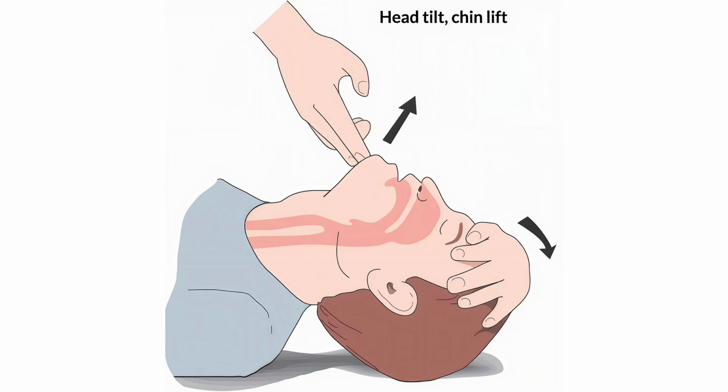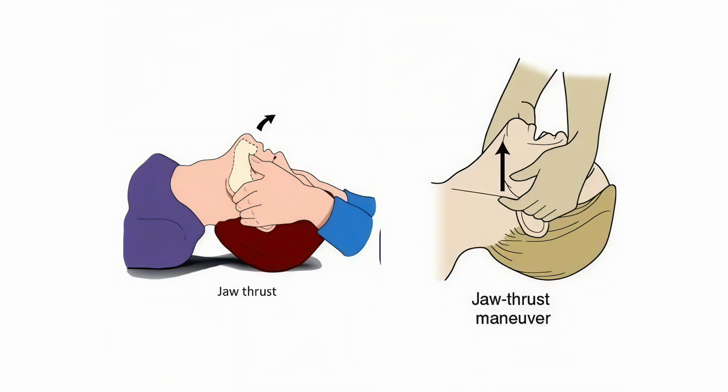To open the airway, you have 2 main manual maneuvers. The head tilt chin lift is for patients with no suspected spinal injury. The jaw thrust maneuver is for patients with a suspected spinal injury because it opens the airway without moving the neck. A critical point, if the jaw thrust fails, you must use the head tilt chin lift. A blocked airway will kill your patient faster than a potential spinal injury.